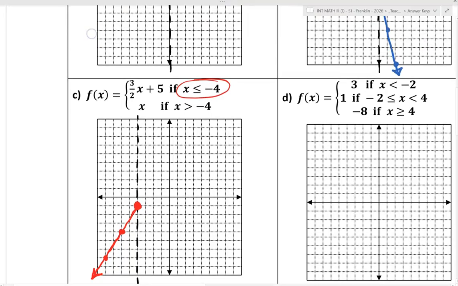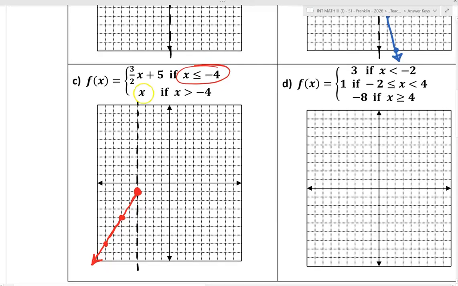Okay, now for the blue to the right of this line, it's just x. So that starts at the origin and goes up 1 over 1 with an open circle here because I am greater than -4 but not equal to. All right, so if your change point for your piecewise function isn't at the y-axis, isn't at x equals 0, you do need to use the y-axis to get your function drawn, but then erase the extra stuff you don't need.